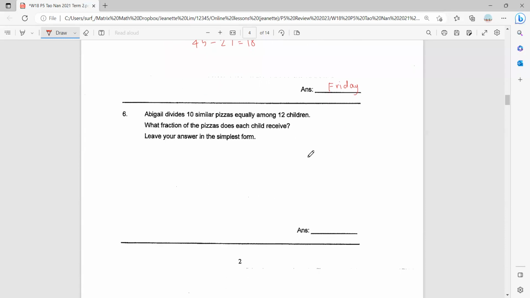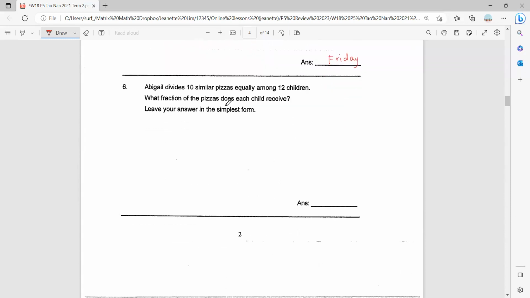Okay, question 6. Abigail divides 10 similar pizzas equally among 12 children. What fraction of the pizzas does each child receive? Leave your answer in the simplest form. Now, the common error with this type of question is students don't know, is it 10 divided by 12 or is it 12 divided by 10? So if you're not sure, you want to be certain, you label it this way. So you want to find one child. So you write 12 children. How many? Then after that, you find one child.